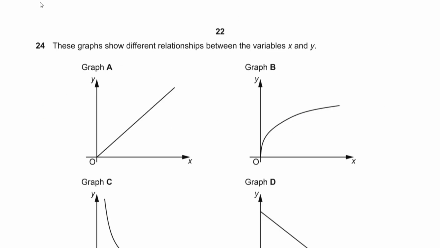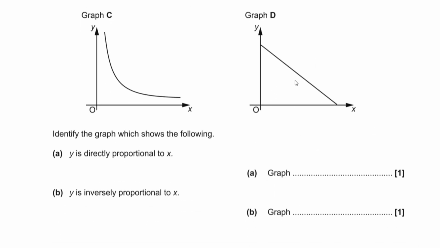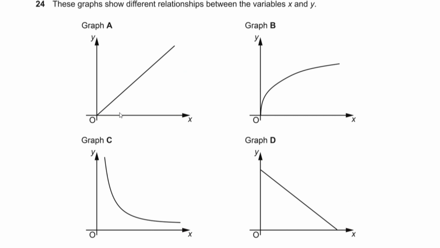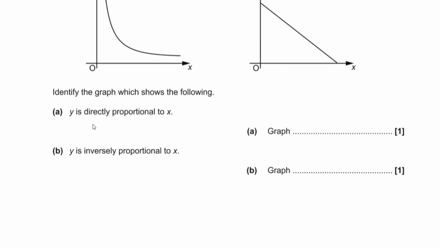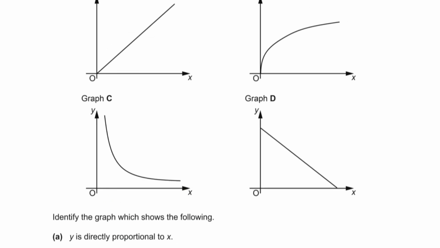Question number 24. These graphs show different relationships between the variables x and y. Identify the graph which shows the following. Y is directly proportional to x. Well, here we require a straight line passing through the origin because we have something of the form y equals kx. So that is graph A. Then we have y is inversely proportional to x. Well, here we've got our graph being of the form y equals k over x, and that graph is graph C.